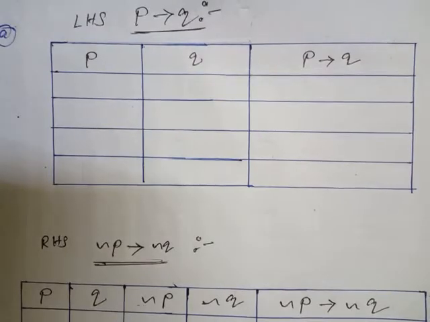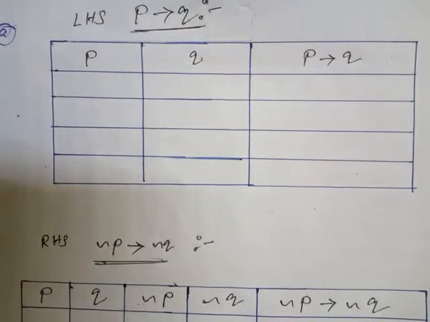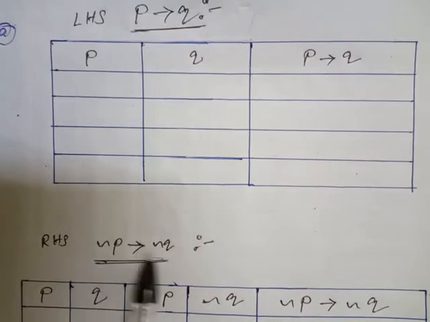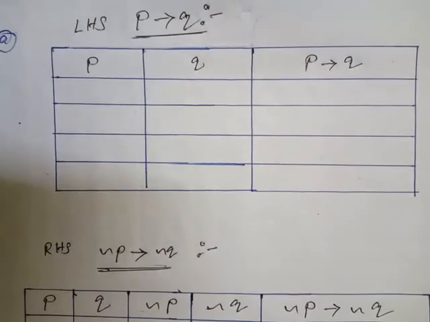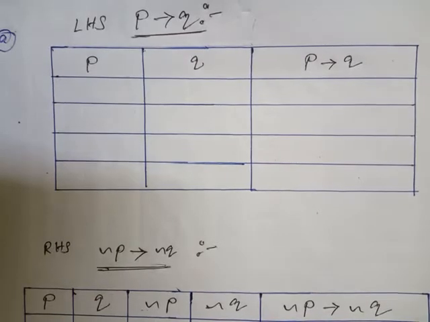Student, this is the question of 5A. LHS is P implication Q, and RHS is negation P implication negation Q. We'll have to solve it like the 4A and 4B we did in the video. Now I have made two tables here for LHS and RHS. Now we'll go for solving one by one, and the values of P and Q will be the same.